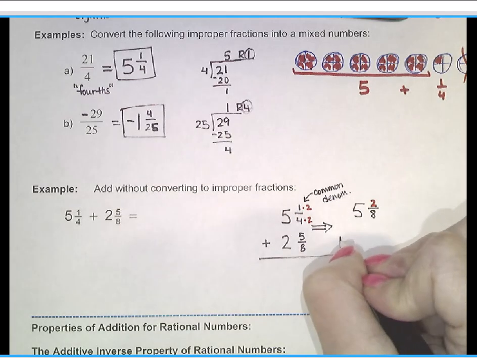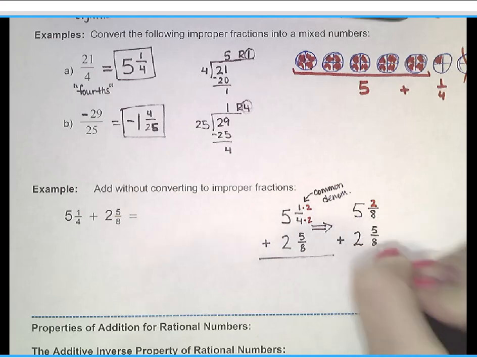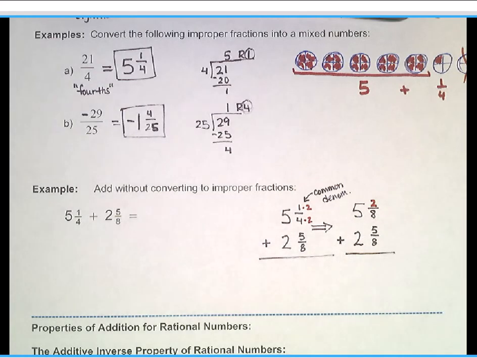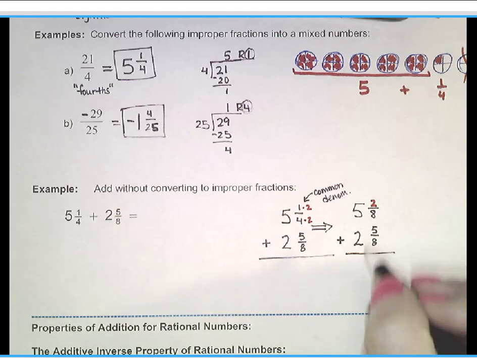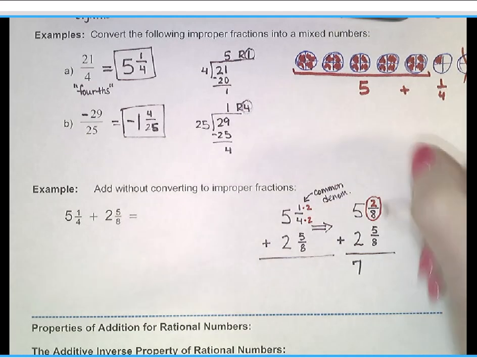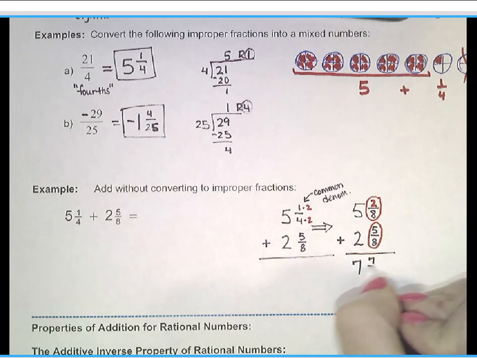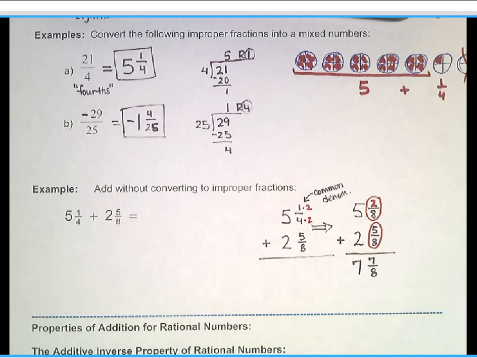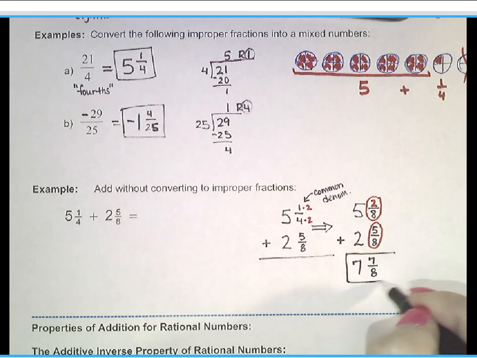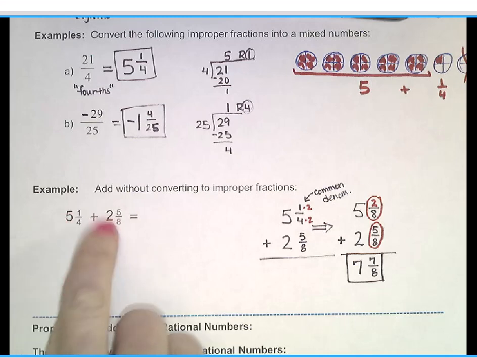And then I can add my 2 and 5/8. See how I've got common denominators there? It's going to add much nicer. So I'm going to get 7, and when I add 2/8 to 5/8, I get 7/8. So I get an answer of 7 and 7/8, and actually it wasn't terribly painful because I didn't have to go through and convert these to improper numbers.